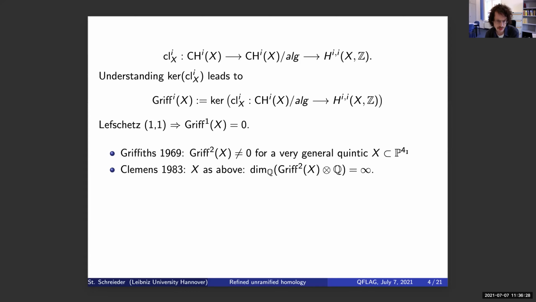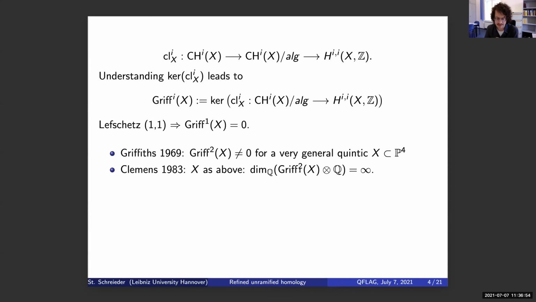And then Clemens looked at the same example and noticed that there are not only 2 lines, but infinitely many lines. If you take all possible differences of lines, you get so many classes that in fact the Griffiths group tensor Q is infinite. So the Griffiths group is not finitely generated. He does this by combining Griffiths' method with a degeneration argument.